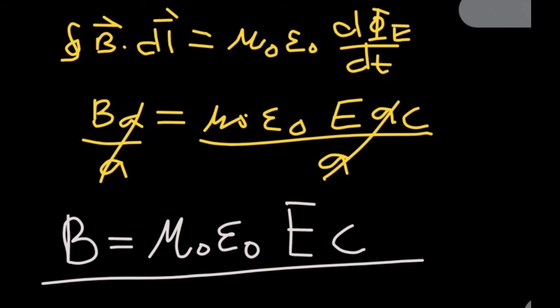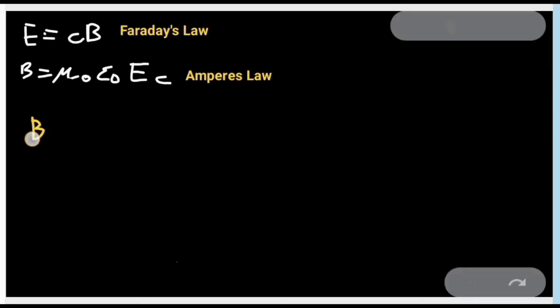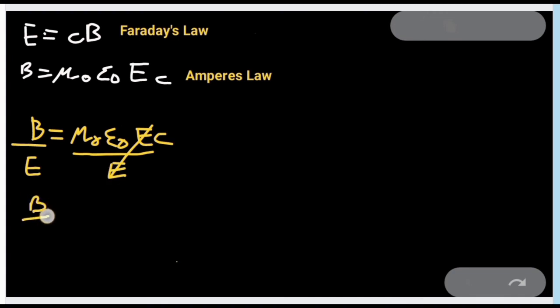Now that we have the two important equations for electromagnetic waves, the one we obtain in Faraday's law and the one we obtain in Ampere's law, we can now derive the value for the speed of light. First, let's use the equation we obtain on Ampere's law and simplify it by dividing E on both sides. Then we end up with this equation.